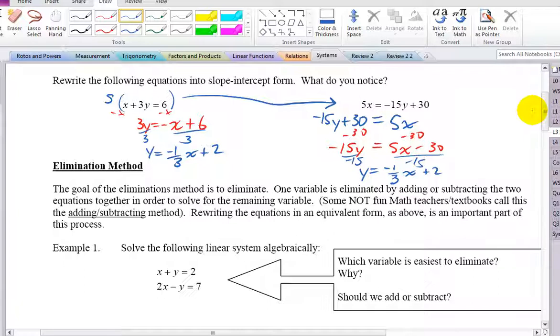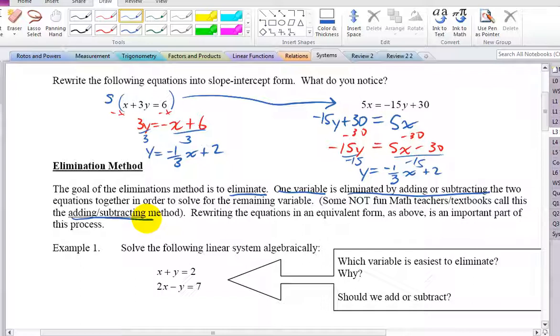The goal of elimination is to eliminate. Okay, so one variable, only one, is eliminated by adding or subtracting the two equations. Now, some not cool fun math textbooks will call this the adding subtracting method, and they'll actually say only do adding or only do subtracting. Ignore it. Just do elimination. You choose whether to add or subtract, because that's what's going to happen on the test. I'm not going to be specific. Okay, now you got to add, now you got to subtract. I'm just going to say solve by elimination. So you choose whether you add or subtract.